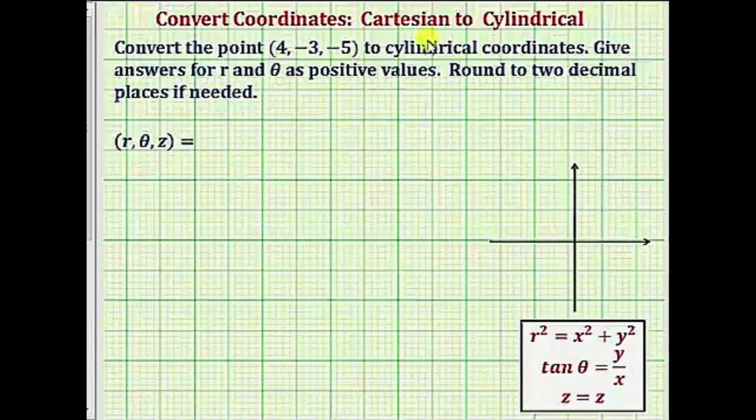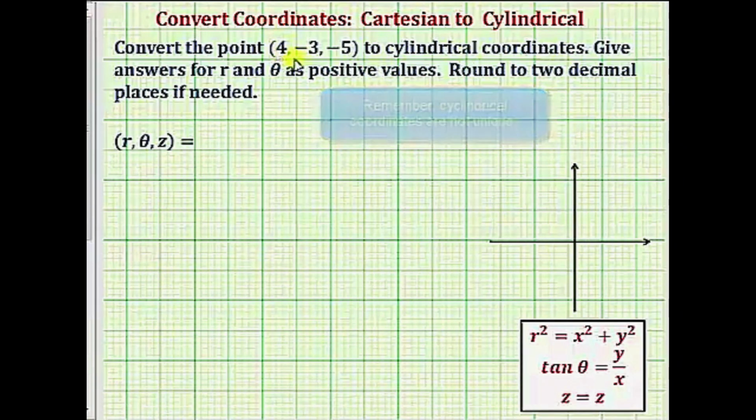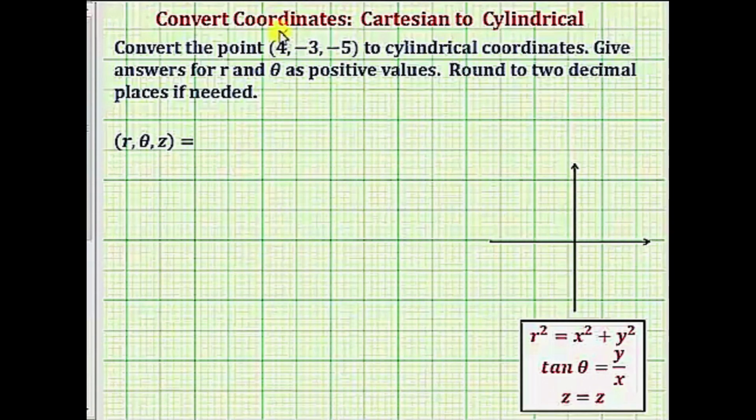We're given a point in Cartesian coordinates and asked to find possible cylindrical coordinates. So the given point has coordinates 4, negative 3, negative 5. So we know x equals 4, y equals negative 3, and z equals negative 5. To find possible cylindrical coordinates, we'll need to find r, theta, z, but we are asked to use positive values for r and theta and also to round to 2 decimal places if needed.